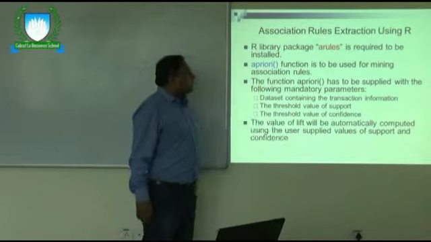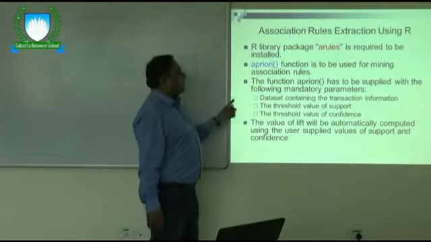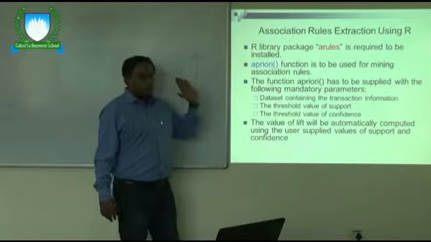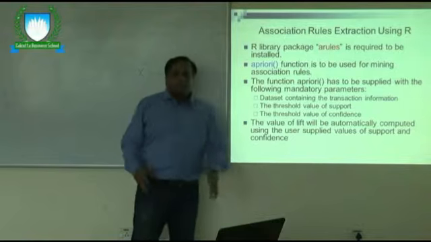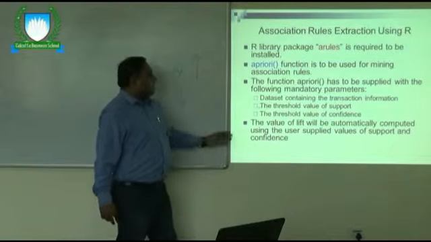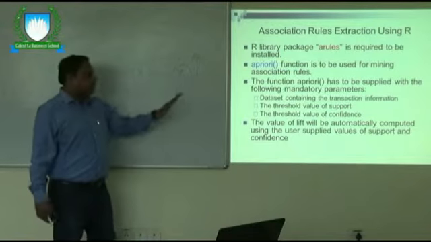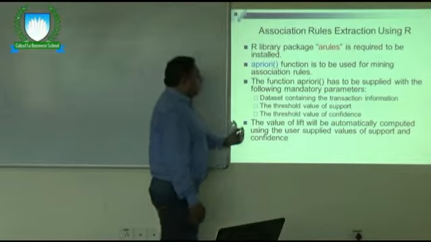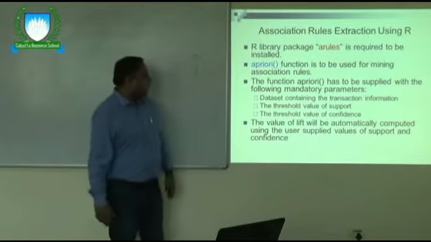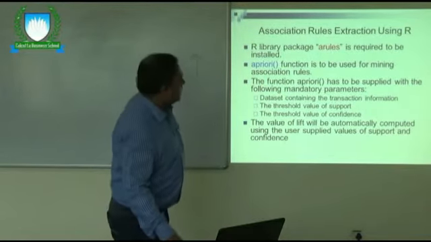The apriori function is used to mine the association rules. It has to be supplied with the following mandatory parameters. First, we have to make R understand which data set contains the transaction information, so we pass that as the first parameter. Then you also have to pass the threshold value of support, and the threshold value of confidence. The value of lift will be computed automatically, and the ranking of the rules will be done based on the value of lift.